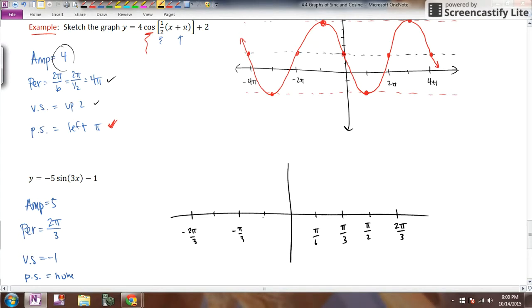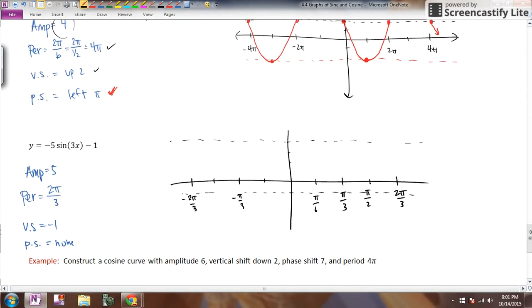My midline is down 1. So there is my new midline for this graph where I'm going to build everything off of. And then my amplitude is up 5 from that. 1, 2, 3, 4, 5. That's as high as it'll ever be, up here at the number 4. And the lowest it will ever go is 1, 2, 3, 4, 5. Here's the lowest that graph will ever go at -6.